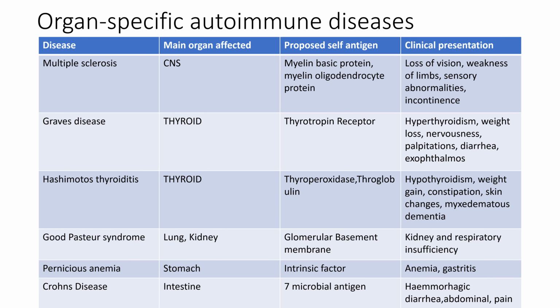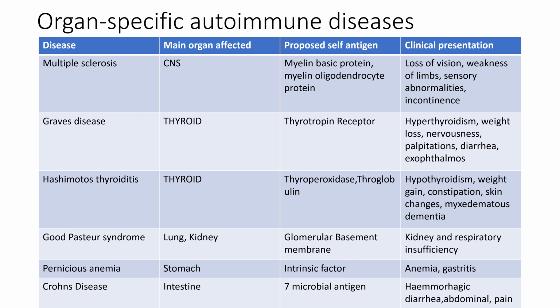So, some examples of organ-specific autoimmune diseases, in a brief view, I'm going to give to you all. For example, in a disease like multiple sclerosis, the main organ affected is the central nervous system, and the proposed self-antigens are myelin basic protein and myelin oligodendrocyte protein. The clinical presentation of the patient is loss of vision, weakness of limbs, sensory abnormalities, and incontinence. These are the antigens for which the autoantibodies are present in our body.